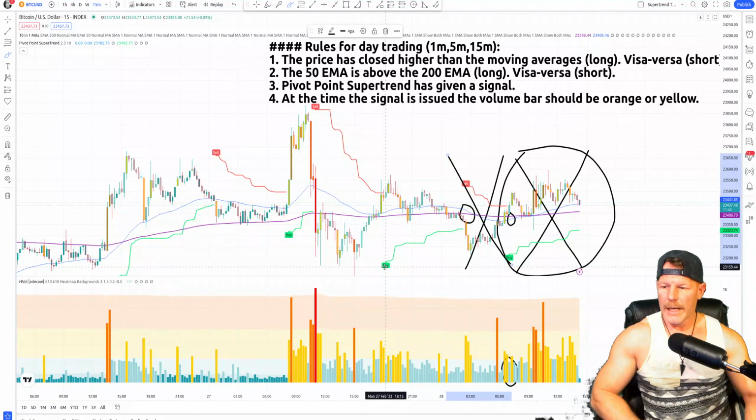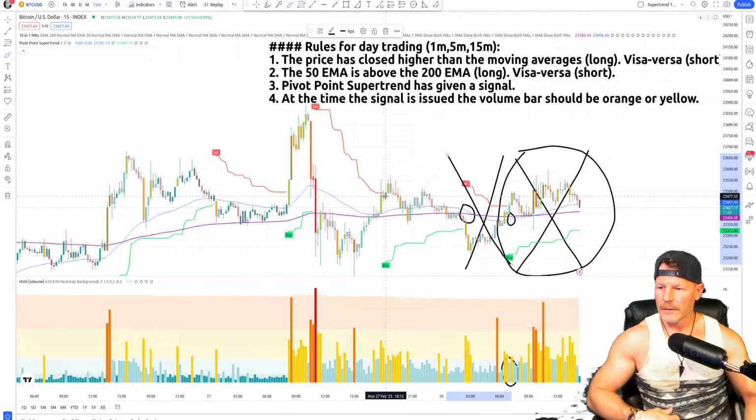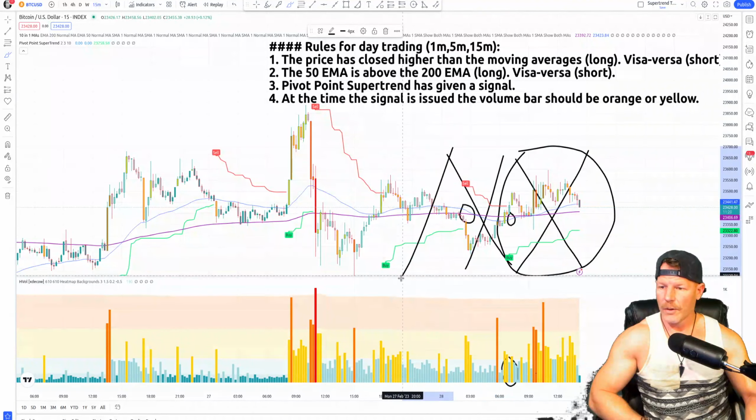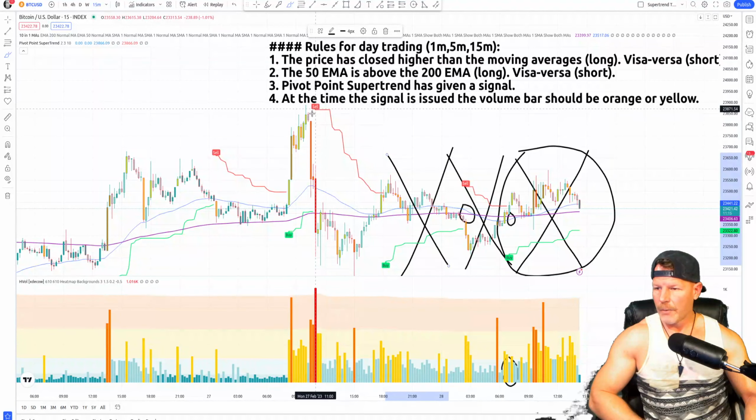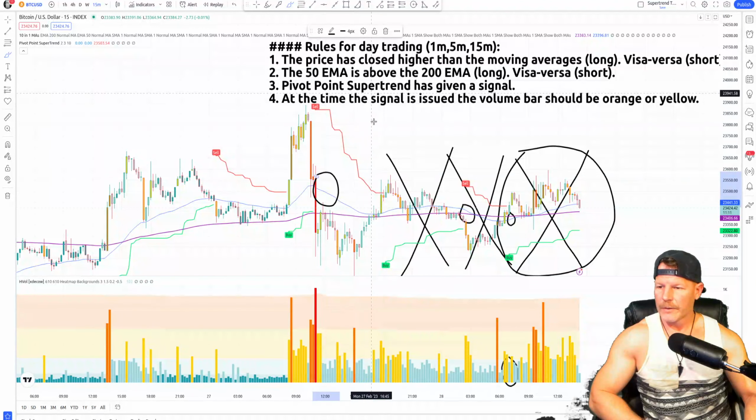Let's take a look at our buy here. We're on a blue candle when the pivot point supertrend gives us a signal. This is already invalidated. The rest of them are good though. We have the 50 above the 200. We have the candle above both of those. But at the time the signal is given, we are on a blue. So that invalidates this whole entry. Sell, I can see right away we're on a red candle, and anyways this 50 is above the 200, so that is also invalid.